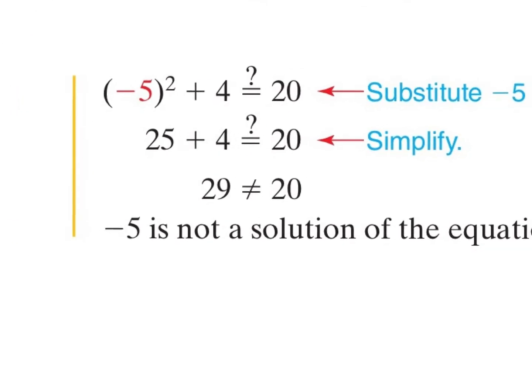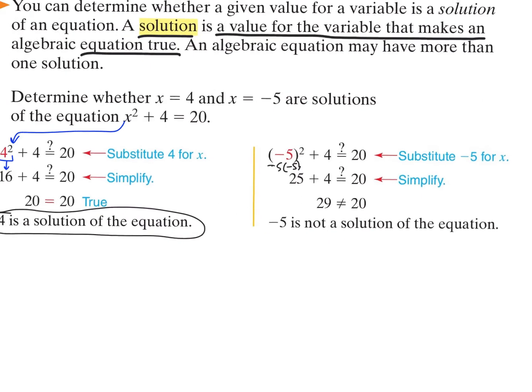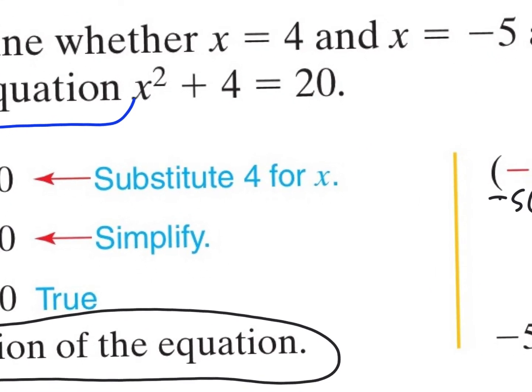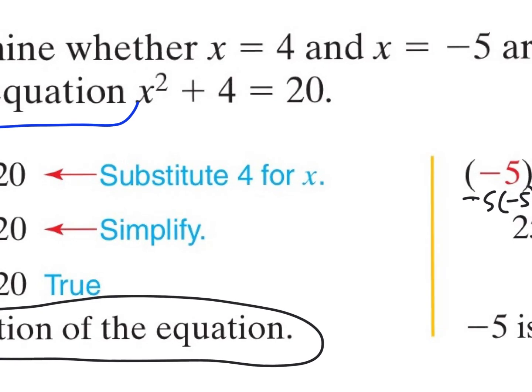Negative 5 squared means negative 5 times negative 5 since it's in parentheses, which would be a positive 25. 25 plus 4 is 29. That's not equal to 20, so negative 5 is not a solution. So right after I mentioned to you that we're mostly going to be just dealing with things that have one solution, this equation actually is an example of something that has two different solutions.